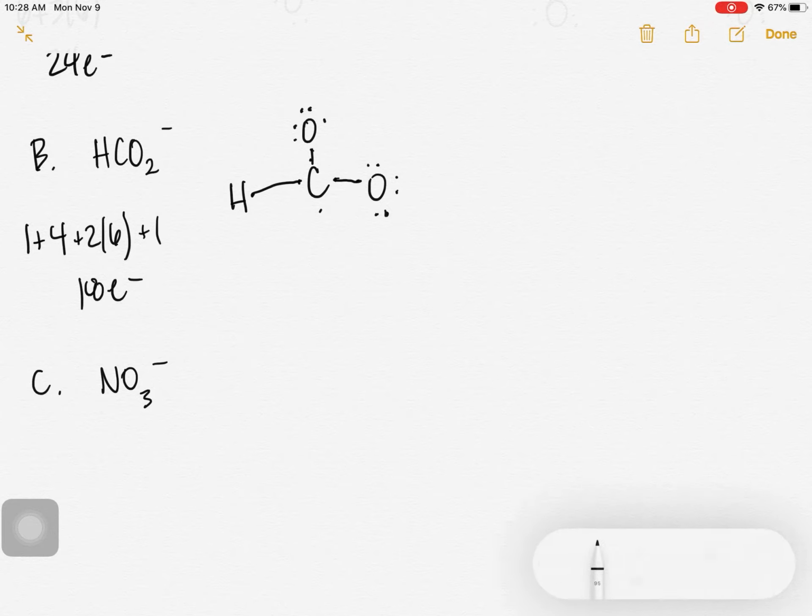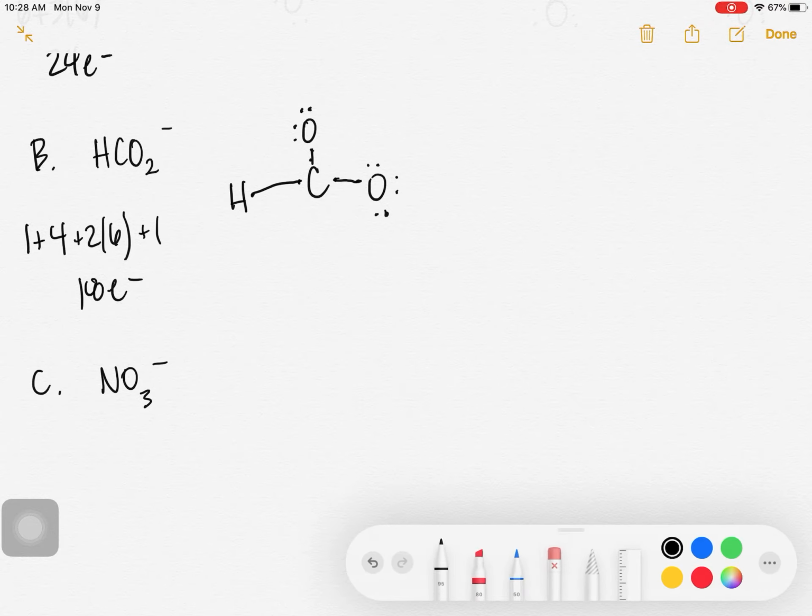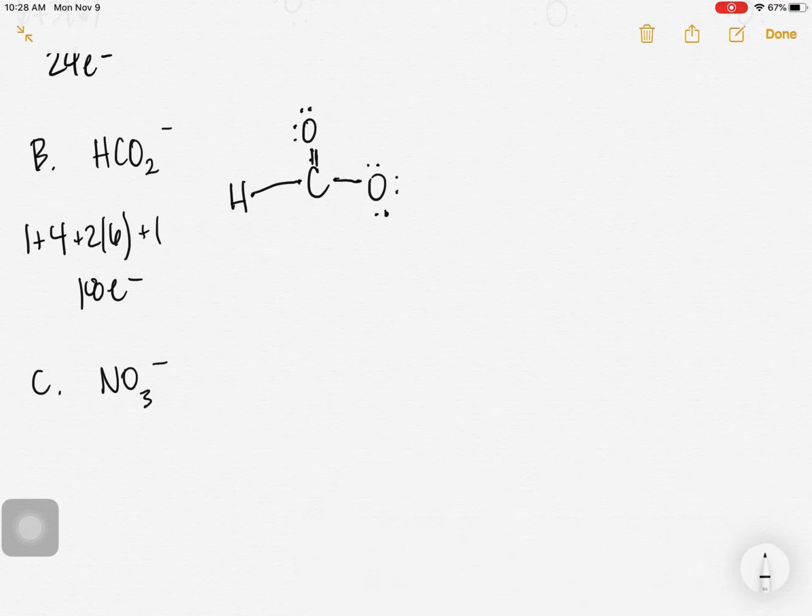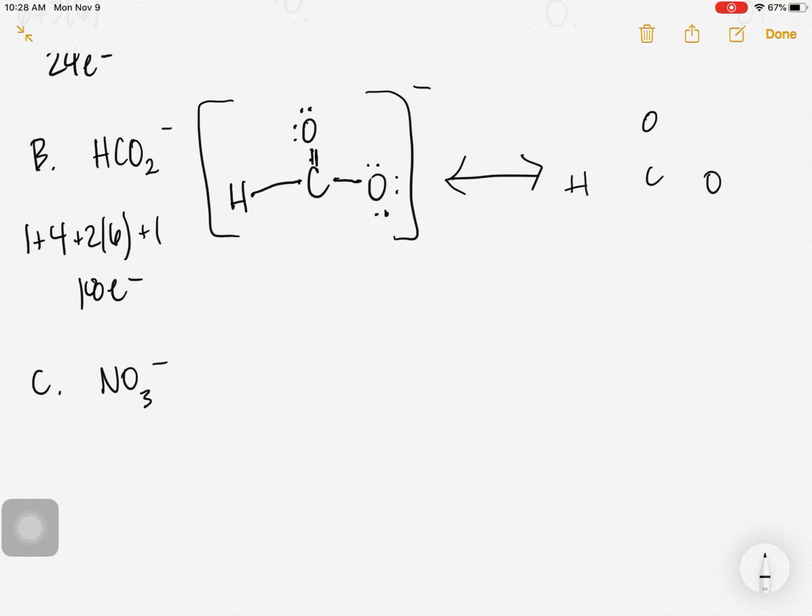And then my carbon and my oxygen do not have an octet. This is a pretty easy fix with a double bond. Okay, this is an ion, so I should have brackets and a charge. Now, the question is, do I have another location for the double bond? And the answer is yes. Remember, don't move your atoms, okay? Don't change how you've drawn your picture. You're just going to move the double bond.